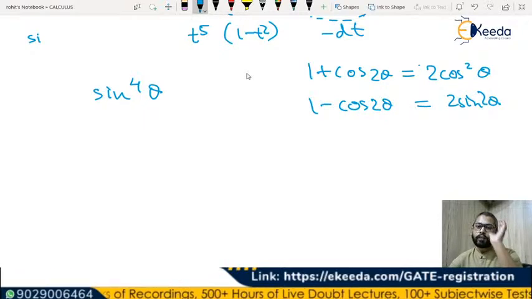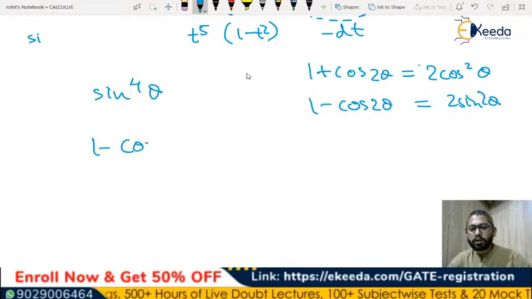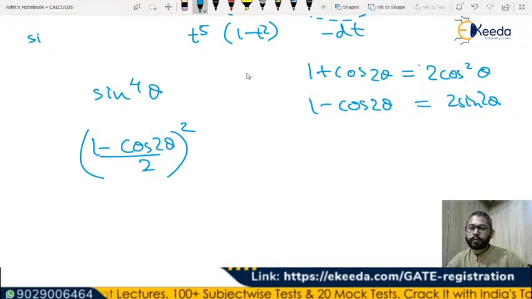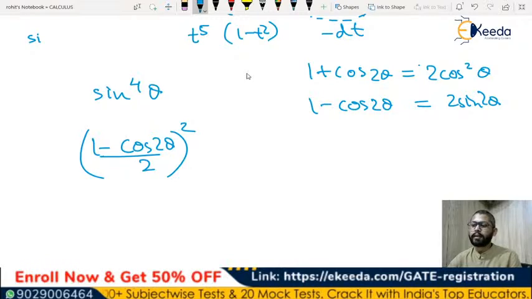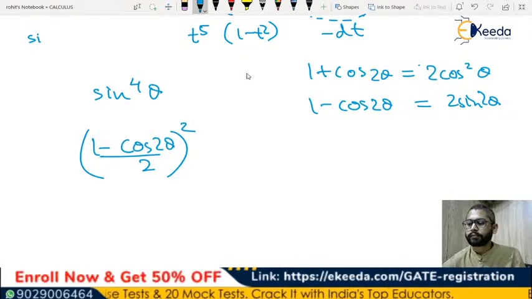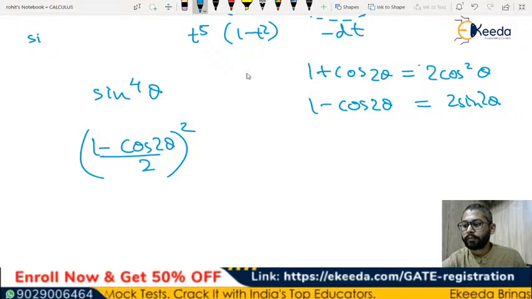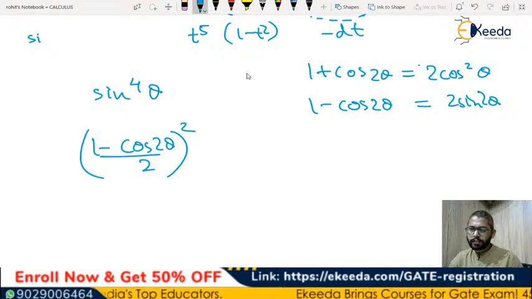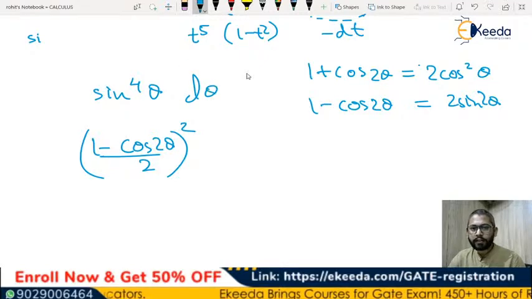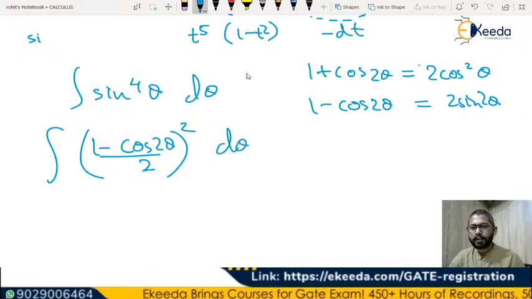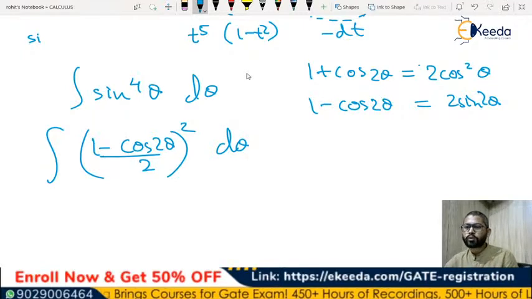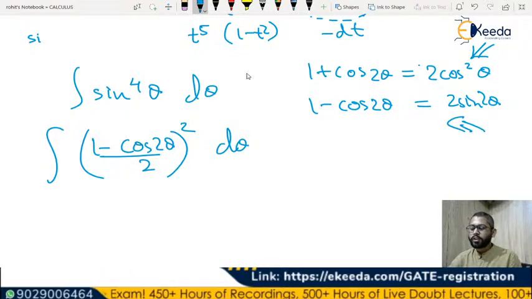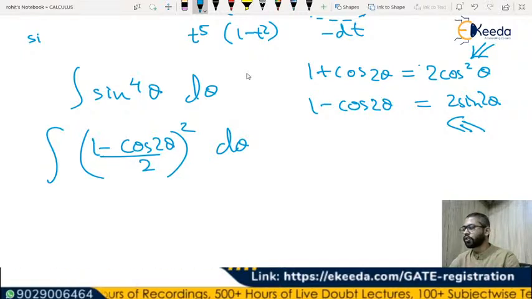So if it is sine to the power of 4, you can write it as 1 minus cos 2 theta by 2, whole square. Then you can split this and calculate this, right? Yes, 1 plus cos 2 theta is 2 cos square theta, 1 minus cos 2 theta is 2 sin square theta. So instead of this, we can write this. And if it is an even power of only cos, then also you can use this formula. Otherwise, if it is sine, you can use this formula. So this is how you can expand this and solve it, right?